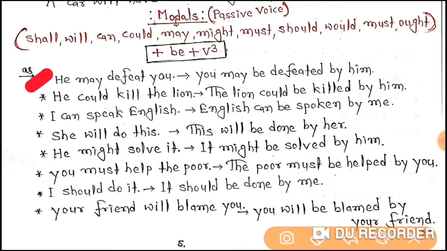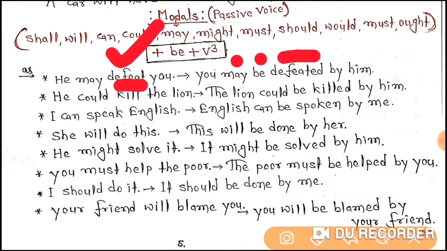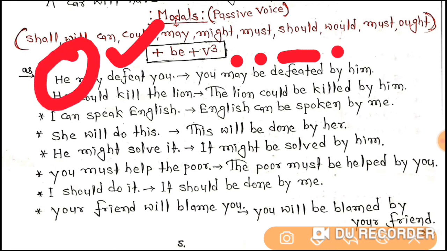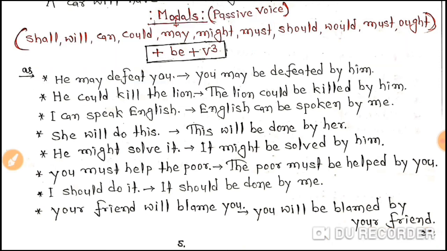The first one is: he may defeat you. So he may defeat whom? You. So you has become the subject, and then the very same modal that will be in the question you have to add. So I have done here may, and after modals you have to use be and V3. So you can see here, after may I have done here be, and then as V3 I have done defeated. Defeat has become what? Defeated here. And then by, and he has become what at last? Him.